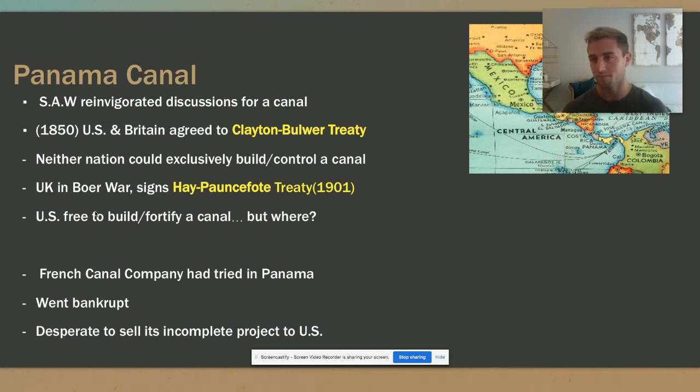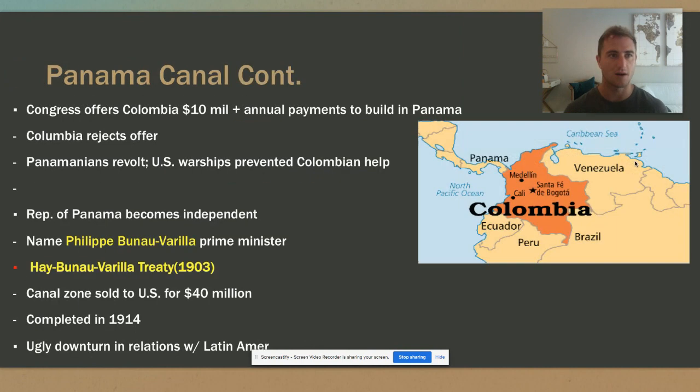But there's a problem. Because as you can see from this map, Panama, this is the rightful place. It looks like a great place. It's very narrow. We could build a canal there, but Panama is not in control of its own autonomy. It's not sovereign. It is being controlled by Colombia, the much bigger South American state down here. And so now the question is, will Colombia allow a canal to be built in Panama.